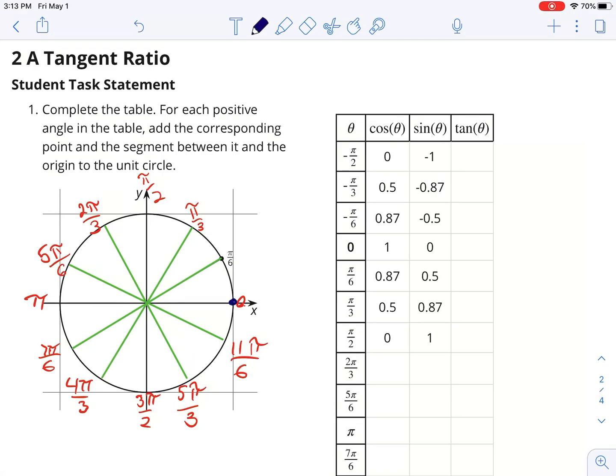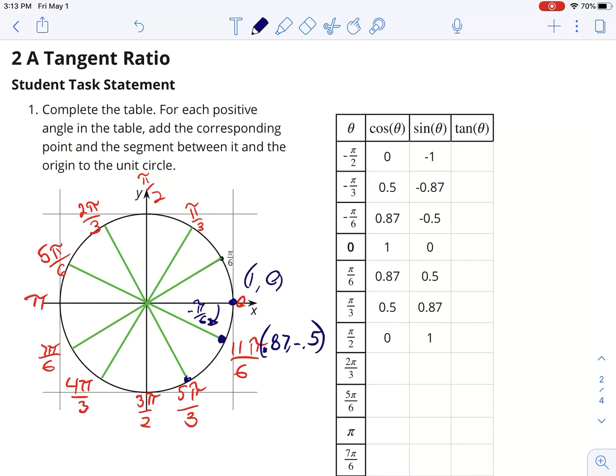So this first one is 0. Well, it's not. It's 1, 0. The negatives are going back in this opposite direction. So negative pi over 6 would give me this. This is negative pi over 6, and this would give me 0.87 and then negative 0.5. And then so on and so forth.